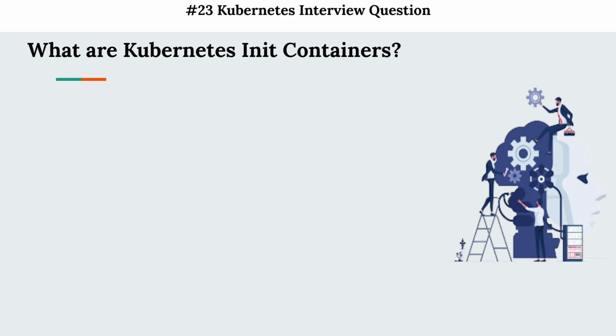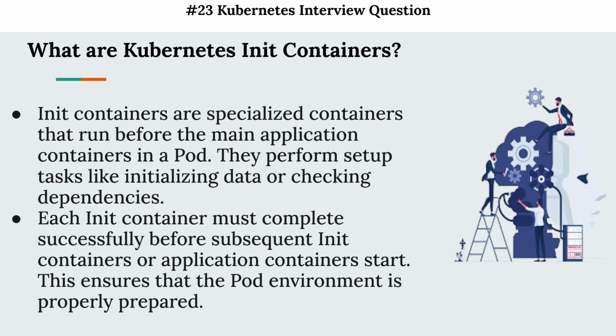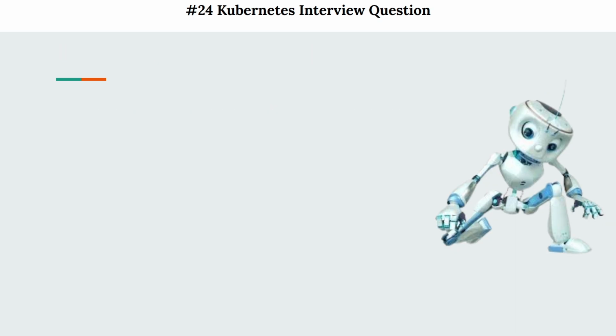What are Kubernetes init containers? Let's see the answer. Init containers are specialized containers that run before the main application containers in a pod. They perform setup tasks like initializing data or checking dependencies. Each init container must complete successfully before subsequent init containers or application containers start. This ensures that the pod environment is properly prepared. Let's move to the 24th question.